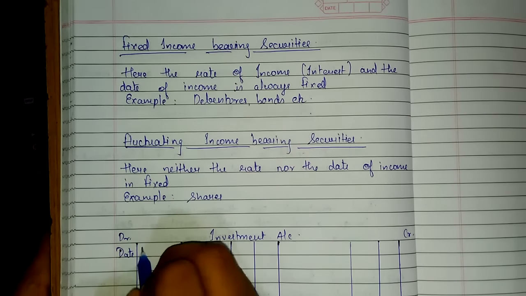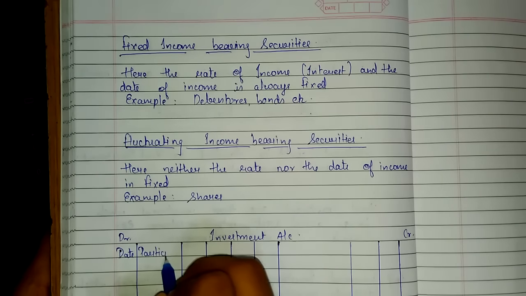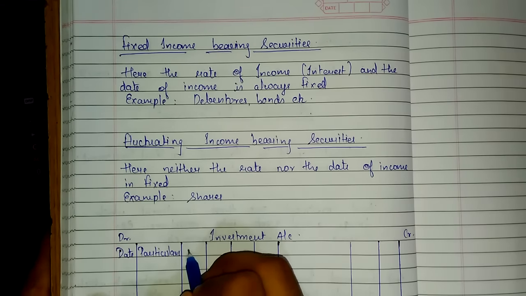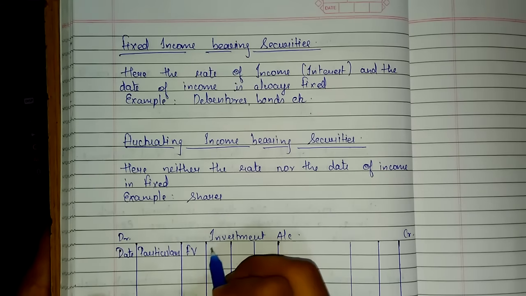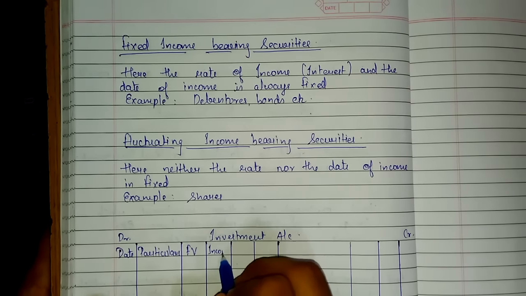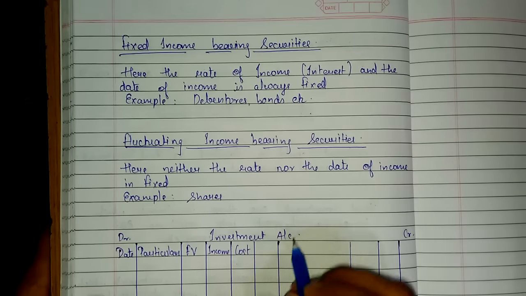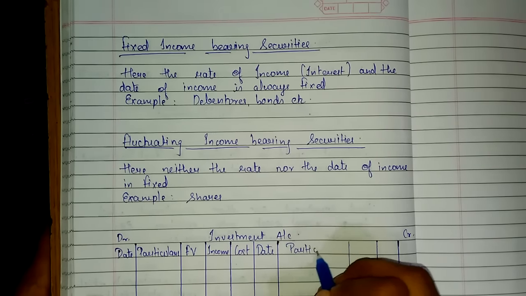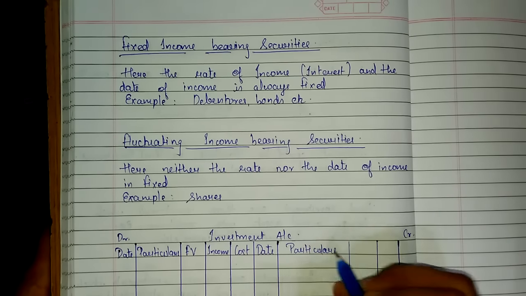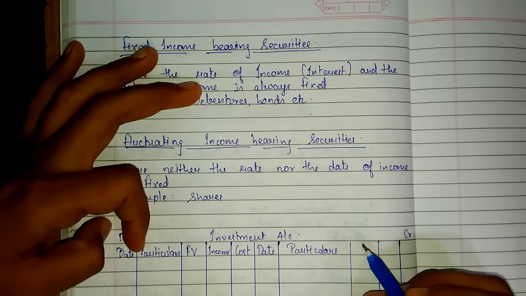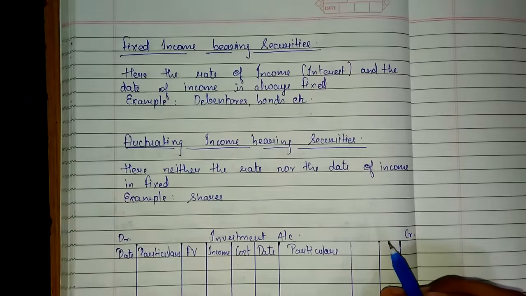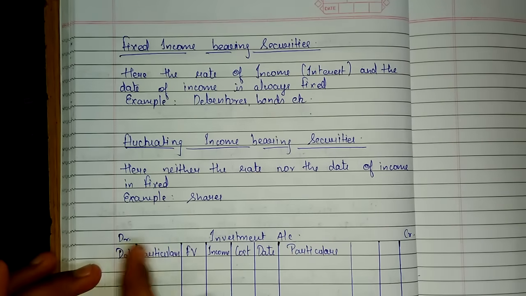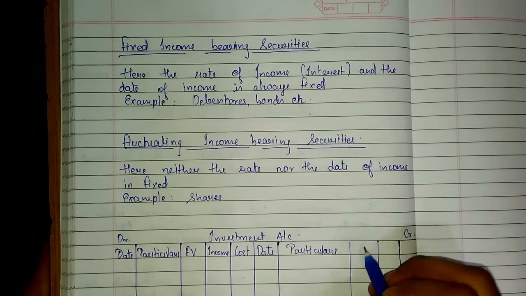Okay, I will be giving you particulars, then face value. FV stands for face value, income, and the third column stands for cost. Again, date, particulars. Date and particulars, if you don't write, it's okay. Even if you merge both the columns, it is fine, because it looks a little bit shabby, but it's okay if you merge both columns, that is date and particulars.